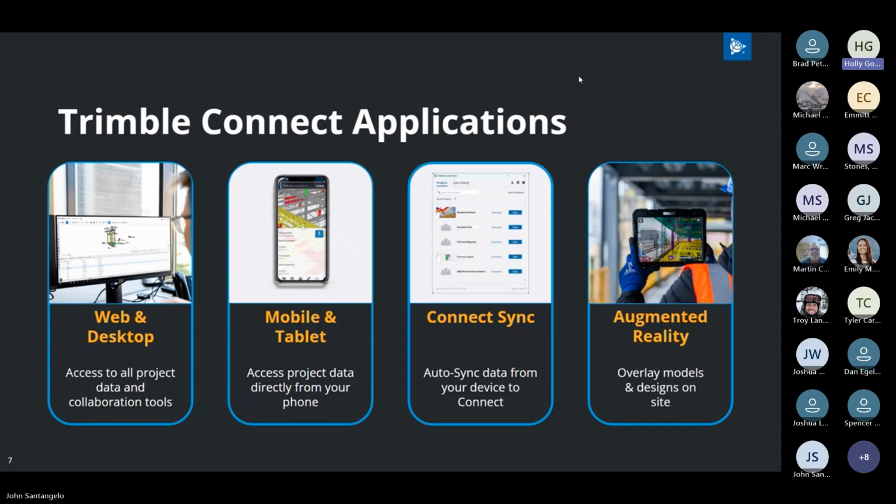And then lastly, the augmented reality application. That is a separate application that allows you to overlay your model through an iPad or iPhone, or any tablet, out on site. And we have all of those similar collaboration tools built into that augmented reality application too. So it's just a way to view that BIM model in an augmented reality view.